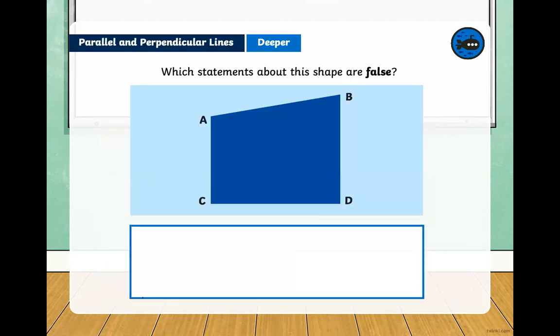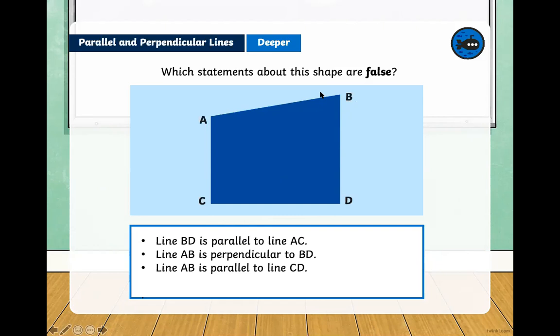Okay, let's have a look at this. What statements are false? Line BD is parallel to AC. Is that true or false? Line AB is perpendicular to BD. Are they meeting at a right angle here? True or false? Line AB is parallel to CD. Is that true or false? And line AB is not perpendicular to any other lines. Is that true or false?